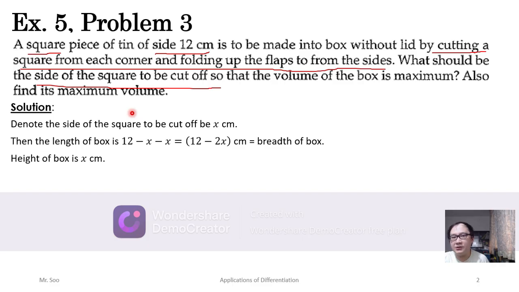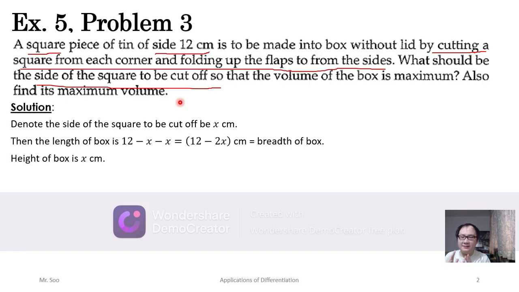The question asks what should be the side of the square to be cut off so that the volume is maximized. So we will let the side of the square to be cut off be x cm. Since we want the length and the width, and the initial length is 12 cm, the length will be 12 minus x. And because a square has congruent lengths, ideally you can combine, so it becomes 12 minus x minus x.